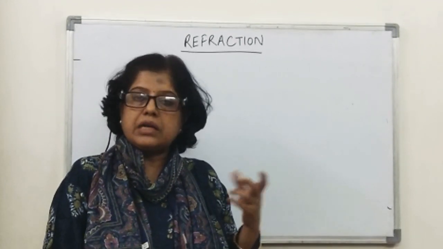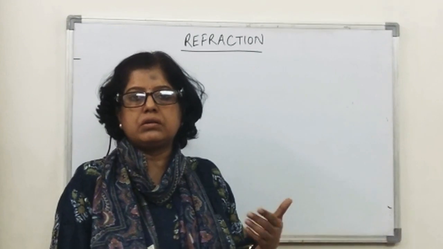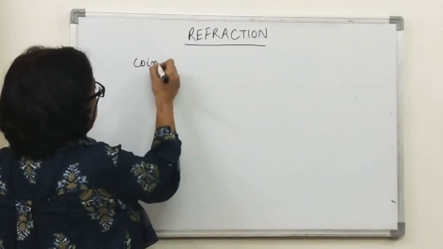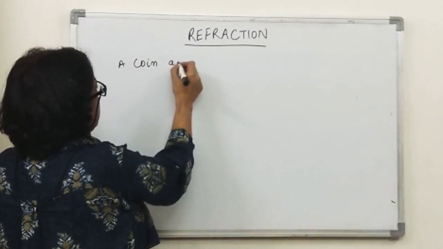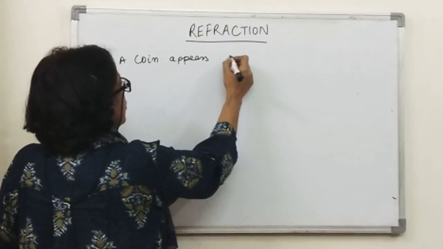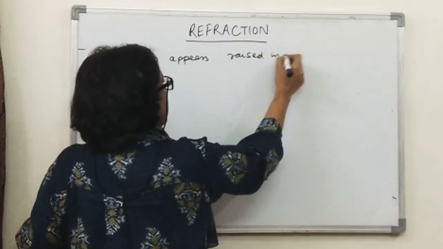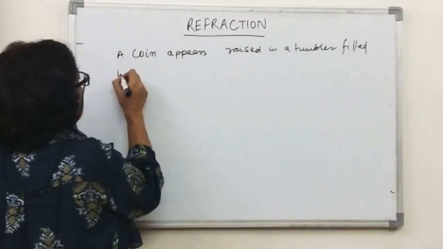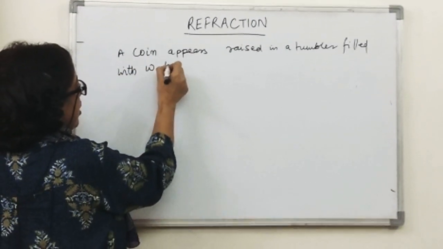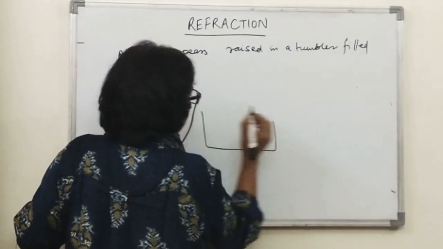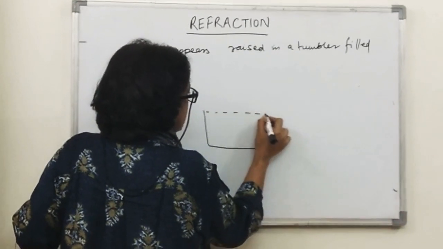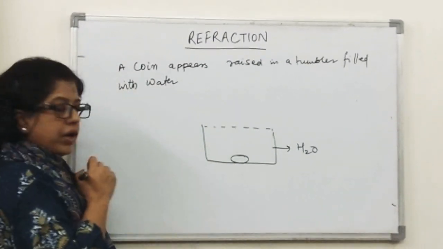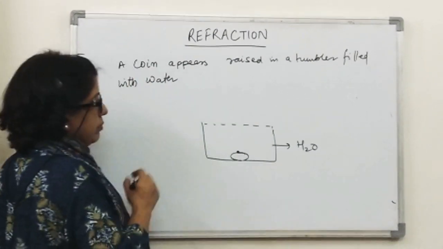That means a pencil appearing to be bent, or other such examples, can also be shown through the diagram. So I'm showing the diagram that a coin appears raised in a tumbler filled with water. Now, how can we show it in a diagram? So, I'm drawing a tumbler here, and we say that the tumbler is filled with water. So, we have water in this tumbler. There is a coin at the bottom of the tumbler.